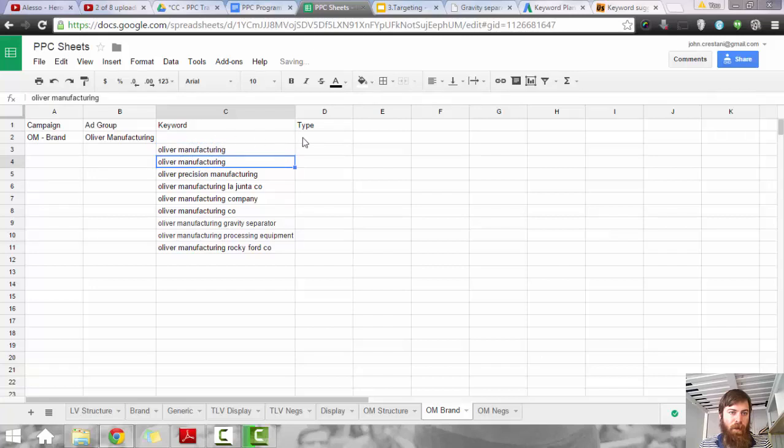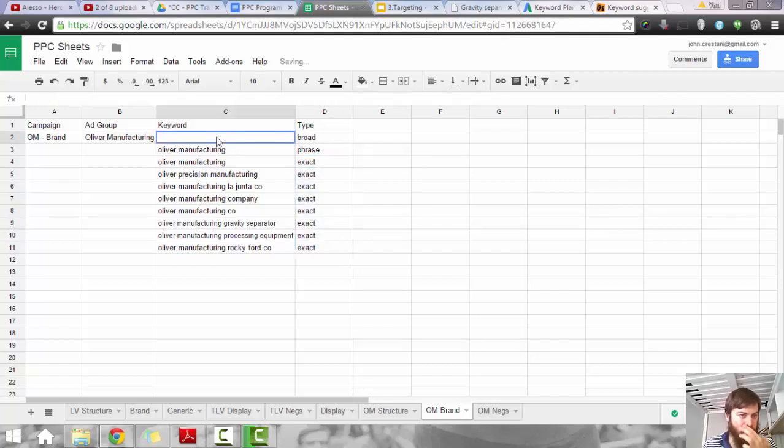And I'm going to put this in broad, phrase, exact, and I'm going to put all the rest of these keywords in exact match right there. I'm going to do my favorite little formula. I do concatenate. I add, oopsies. I'm going to add a plus. Then I'm going to tell it to replace all those spaces with a space plus and end. And we have Oliver Manufacturing. So yeah, those are our keywords right there.